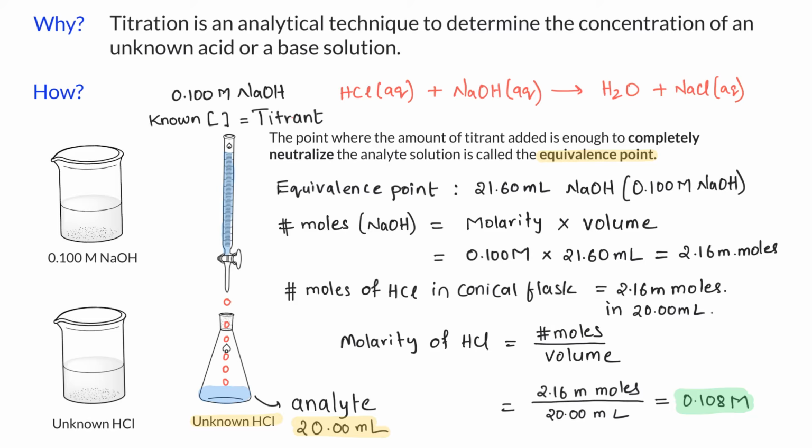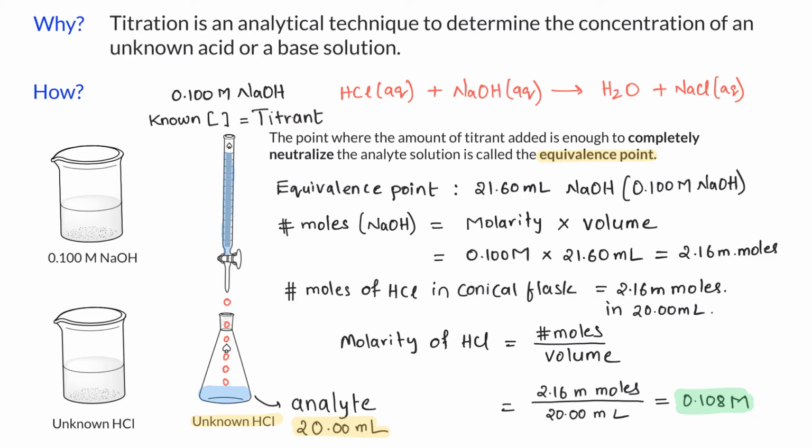An example of an indicator used for acid-base titration is phenolphthalein. Phenolphthalein is colorless in acidic solution and pink in basic solution. In the previous example, if we add a couple of drops of phenolphthalein to the HCl solution before the beginning of the titration, the solution first appears colorless. After the equivalence point is reached, the solution is completely neutralized and the phenolphthalein still appears colorless.